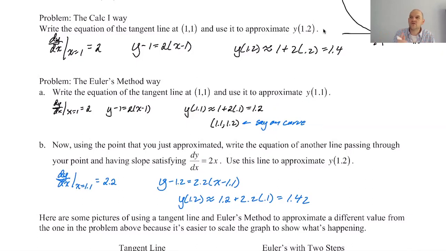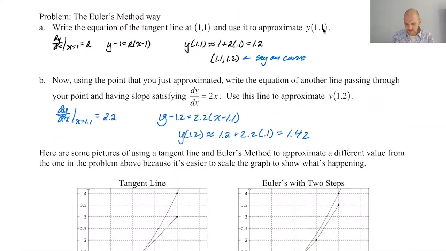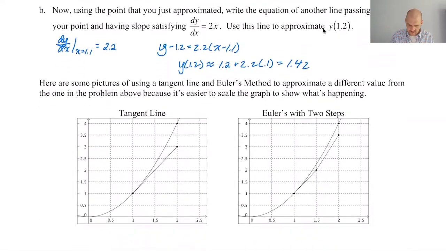So you start at 1, you go to 1 plus 1/50th, tangent line, get a point, do it again to 2/50ths, 3/50ths, 4/50ths, and you just keep going. You'll get a much more accurate thing. So here's the picture.